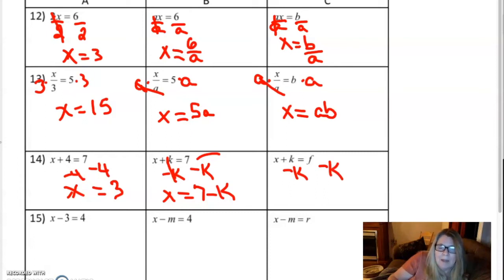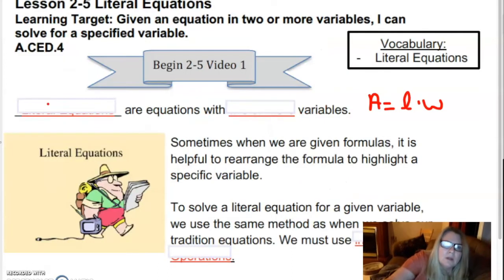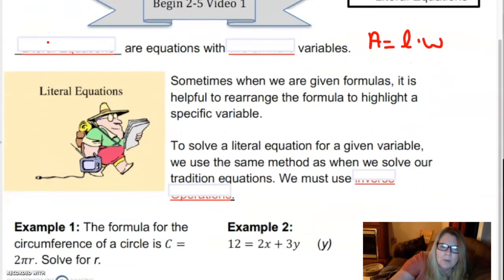And k minus k is 0, so those literally cancel each other out, and we're left with f minus k. So when you're looking at that, it really is the same thing as solving any other way. We're just doing the inverse operation. So let's go back here to the lesson that we were just working with.